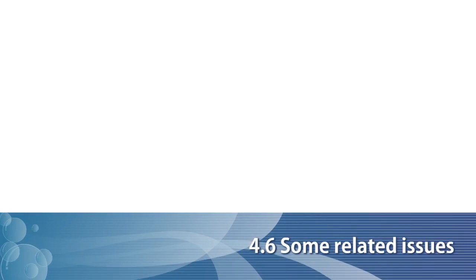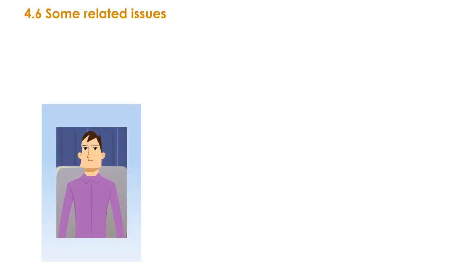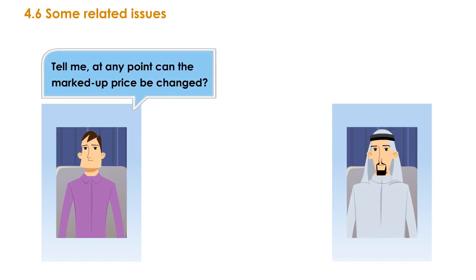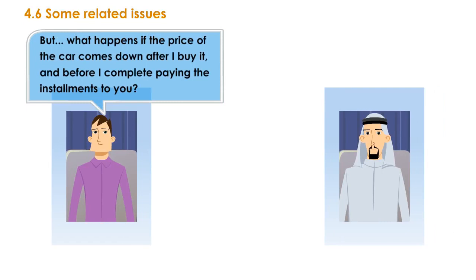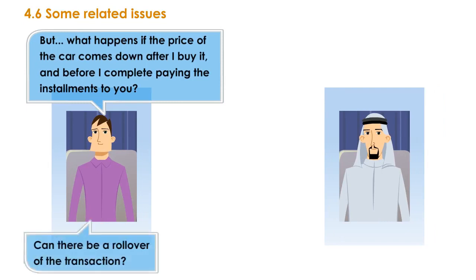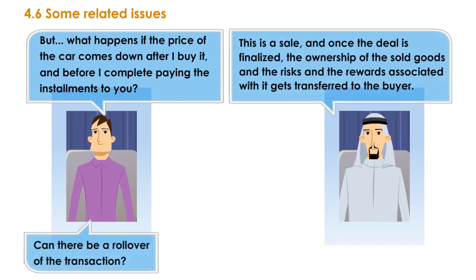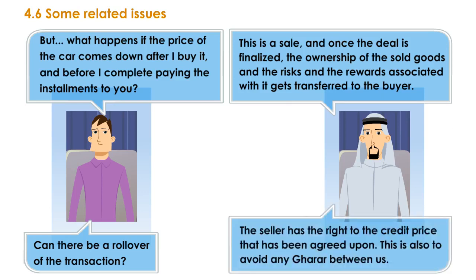Some related issues. The marked-up price, once agreed upon, cannot be changed. This is a sale, and once the deal is finalized, the ownership of the sold goods and the risks and the rewards associated with it gets transferred to the buyer. The seller has the right to the credit price that has been agreed upon. This is also to avoid any gharar between us.